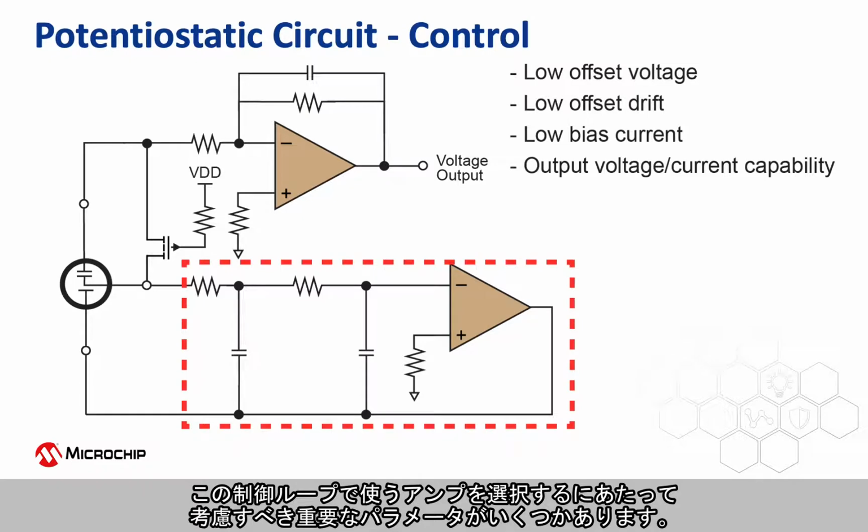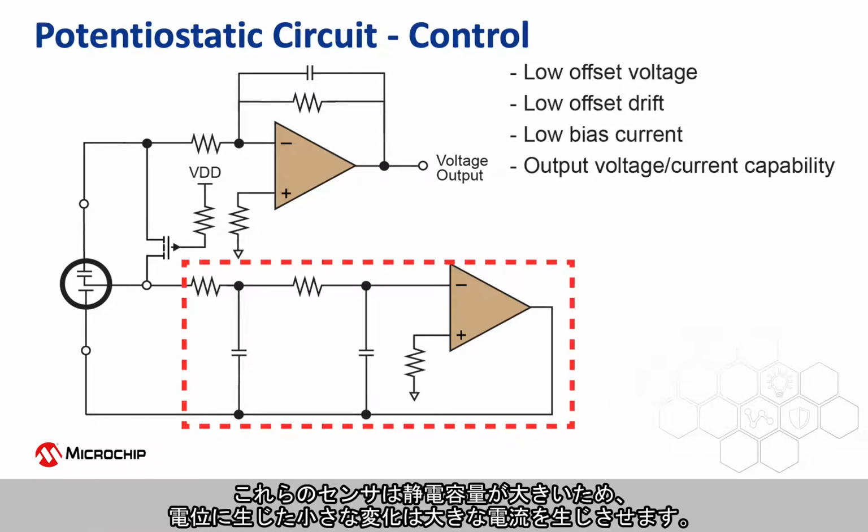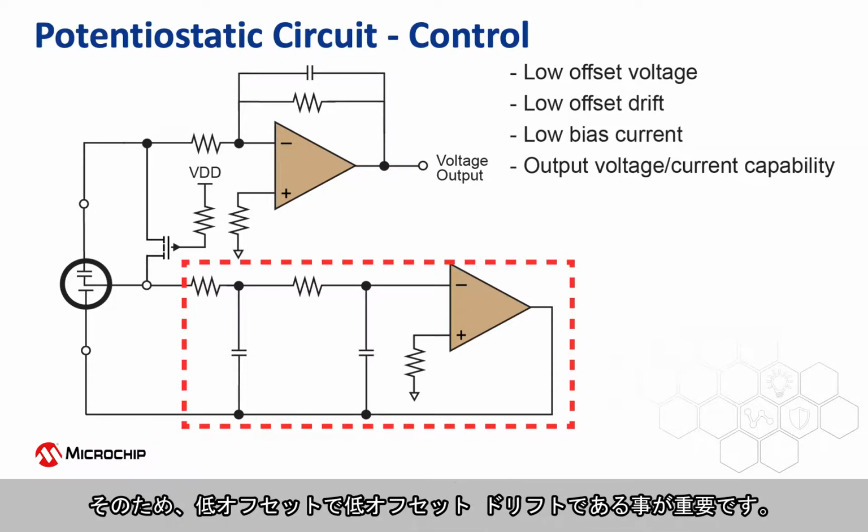There are several critical parameters to consider when selecting the proper amplifier to use in this control loop. Any offset on the amplifier will cause a shift in the working electrode's potential when the circuit is switched on. Since these sensors are highly capacitive, a small shift in potential can create large current flows. Hence, low offset and low offset drift is important.